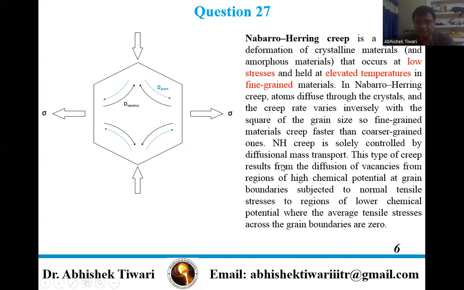Nabarro-Herring creep is solely controlled by diffusional mass transport. This type of creep results from diffusion of vacancies from regions of high chemical potential at grain boundaries subjected to normal tensile stresses to the regions of low chemical potential where average tensile stresses across the grain boundaries are zero.